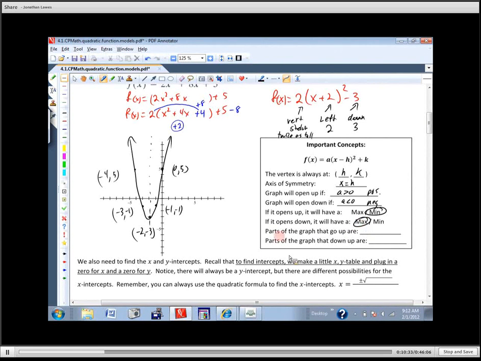Okay, parts of the graph that go up, so this part right here where it's going up, what name do we give a function? How do we describe a function that's going up? Not always positive, because this is going up, but the values are negative. Okay, there it is. It's increasing. Okay, so we're going to add to our analysis of what a quadratic function looks like and all that sort of thing by talking about where it's increasing, where it's decreasing, and all that sort of stuff.